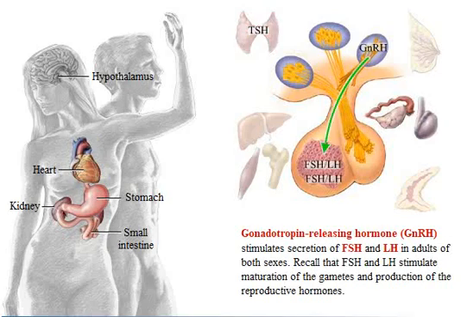Gonadotropin-releasing hormone stimulates secretion of follicle-stimulating hormone and luteinizing hormone, together called the gonadotropins, in adults of both sexes. Recall that FSH and LH stimulate maturation of the gametes and production of the reproductive hormones.